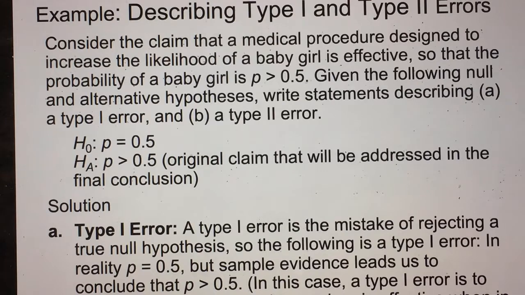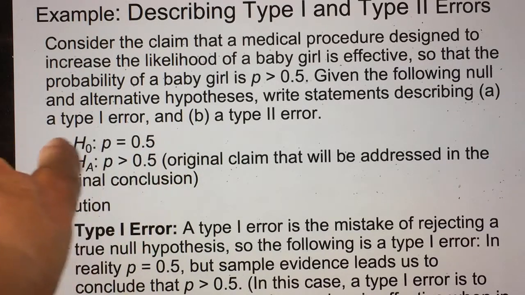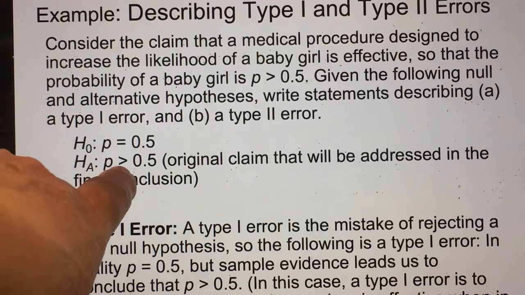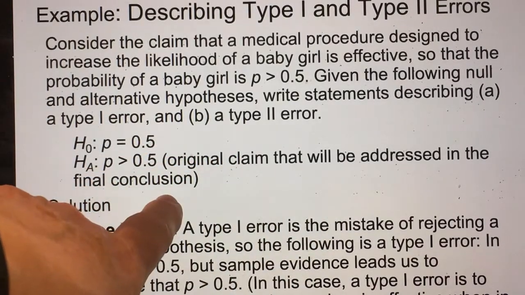Describing a type 1 and type 2 error. Consider the claim: the medical procedure designed to increase the likelihood of a baby girl is effective, so that the probability of a baby girl is greater than 0.5. Given the following null and alternative hypotheses, write statements describing a type 1 error and a type 2 error. H sub 0, P equals 0.5, so that's saying that it's not effective. H sub A, P is greater than 0.5, the original claim that will be addressed in the final conclusion.